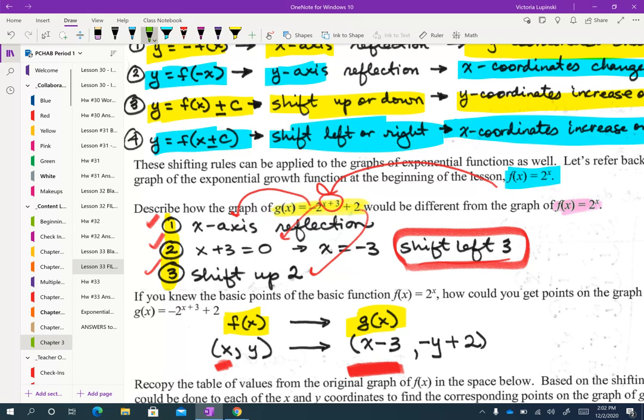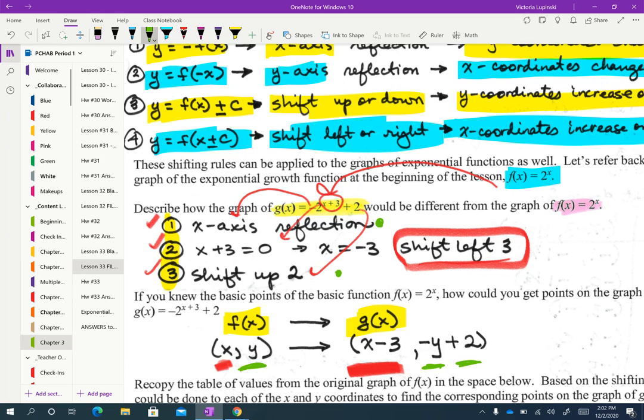Let's say now you want to talk about what's happening to the y's. You have to both consider the x-axis reflection and the shift. Because of order of operations, you're always going to do multiplication before any addition or subtraction, which means you're first going to make the y negative. That's the reflection, and then you're going to go up 2.